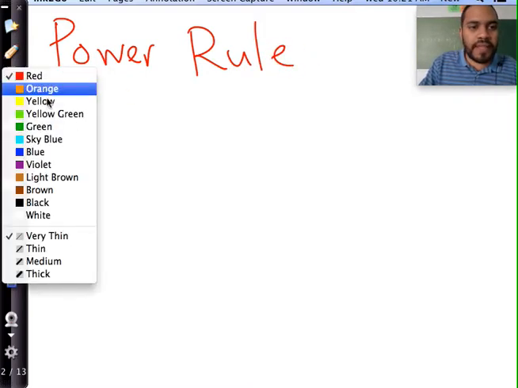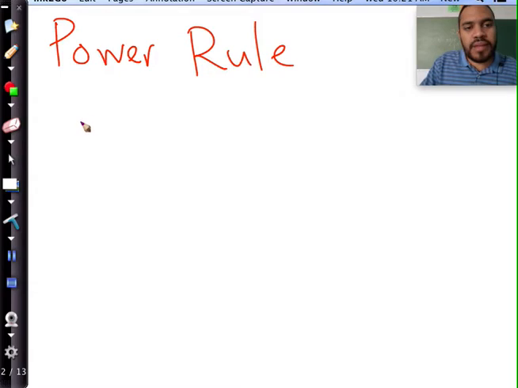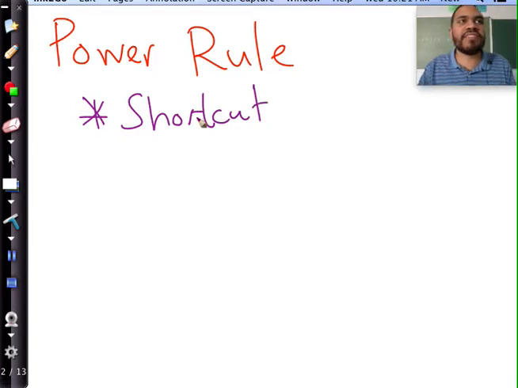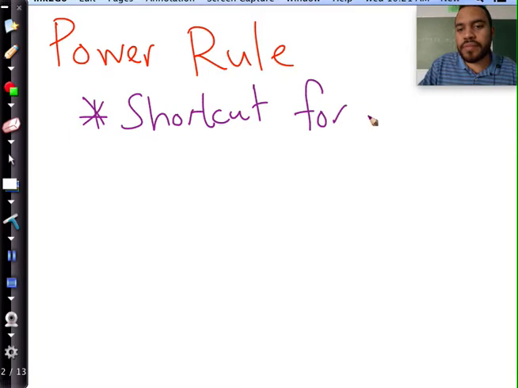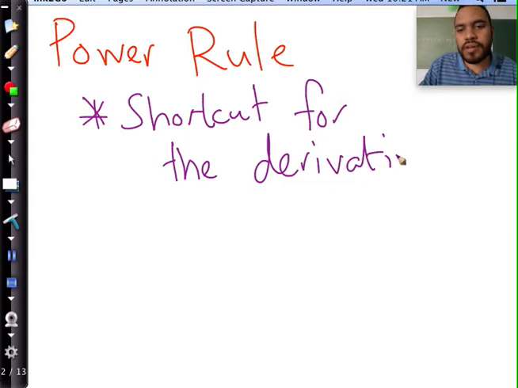Okay? Now the power rule, firstly, is a shortcut for finding the derivative. Now I've given you the full definition of the derivative. It's that long formula, f of x plus h minus f of x all over h, right? It is a shortcut for the derivative of polynomial functions. Now remember guys, you've looked at polynomial functions.